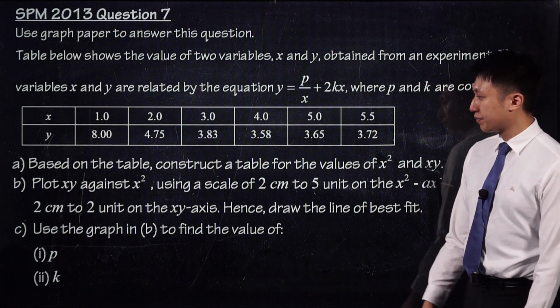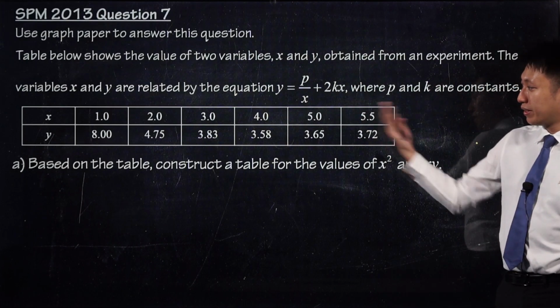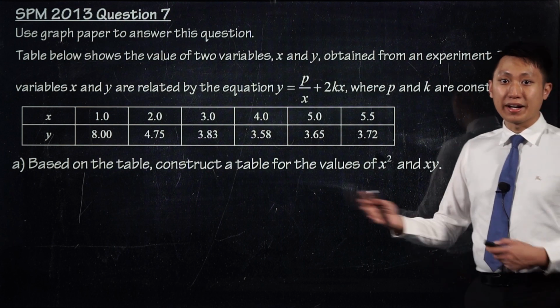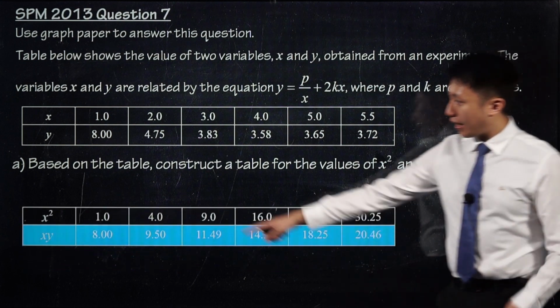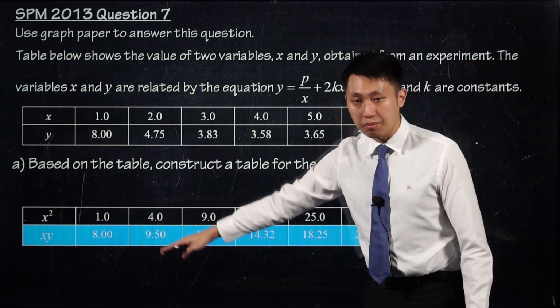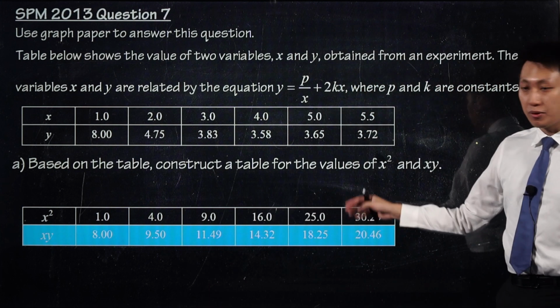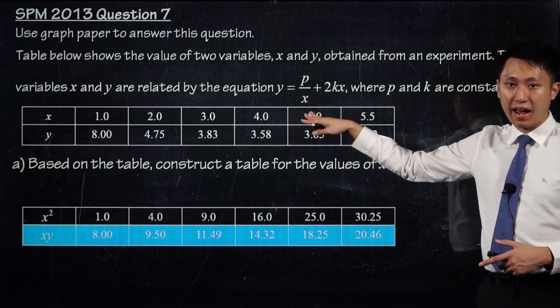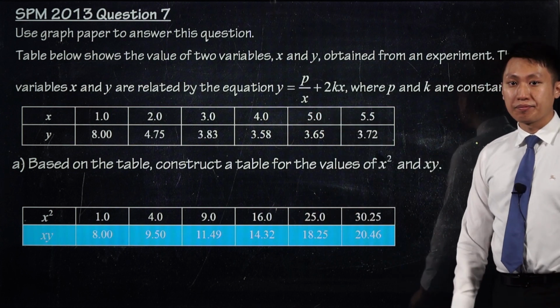Okay, let's do it. So we will plot xy against x squared. So that's why x squared is here, and xy is below. Then we have this table over here. So now the x changes as well, right? It's not the static x here. It becomes x squared. All right.